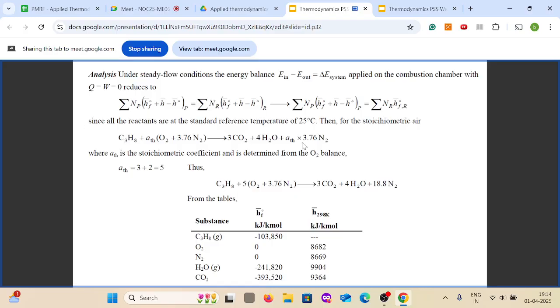First we will write the combustion equation. You have 1 mole of propane reacting with A moles of air to form 3 moles of CO2 plus 4 moles of water plus A into 3.76 moles of nitrogen. So A comes out to be 5. The final expression will look like 1 mole of propane reacts with 5 moles of air to give 3 moles of CO2, 4 moles of water and 18.8 moles of nitrogen. The enthalpy of formation and the enthalpy at 25 degrees Celsius are given.